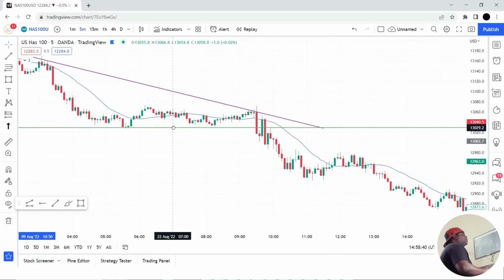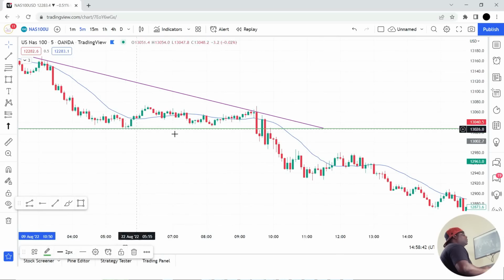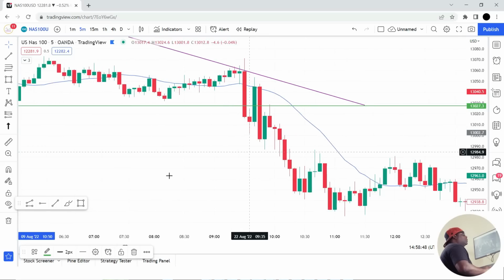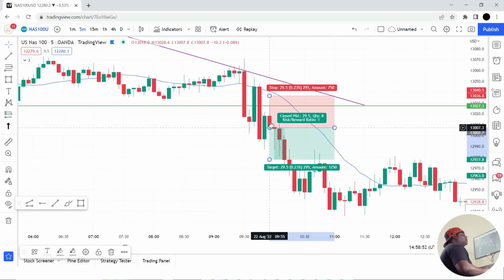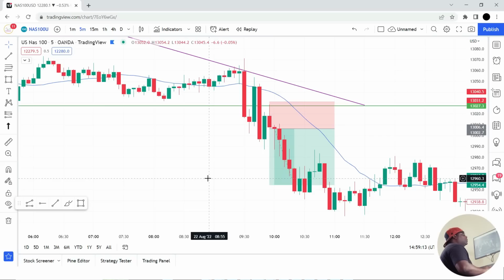Let me move it down so you guys can see, right? It came back to that resistance right here. I saw that it was rejecting that resistance with a nice bearish bar. I got in, and I went for a quick 2-to-1. So again, my strategy is very simple, either support and resistance or supply and demand.